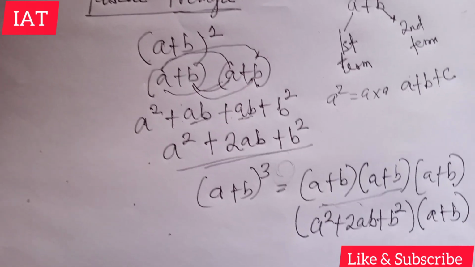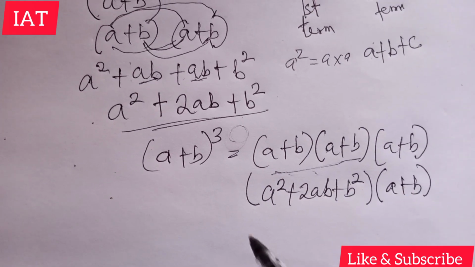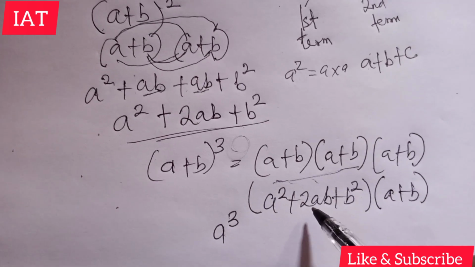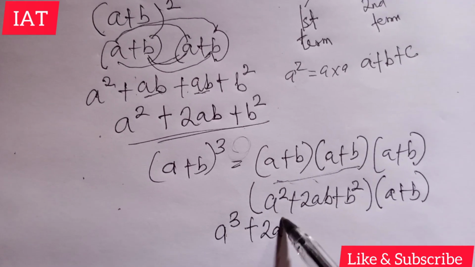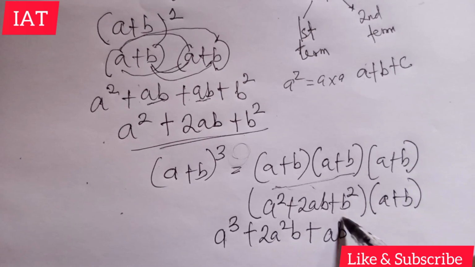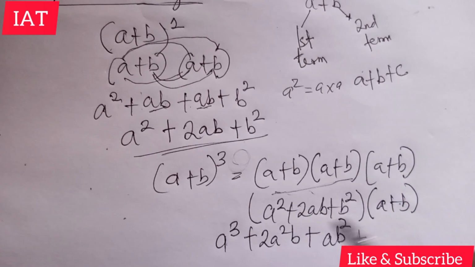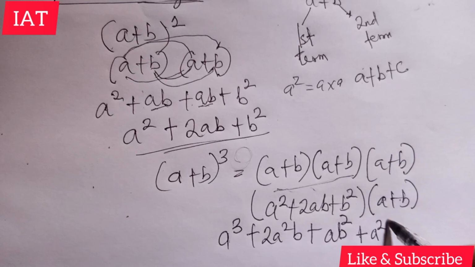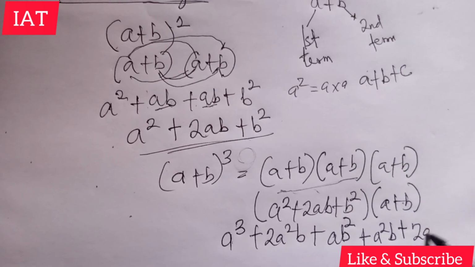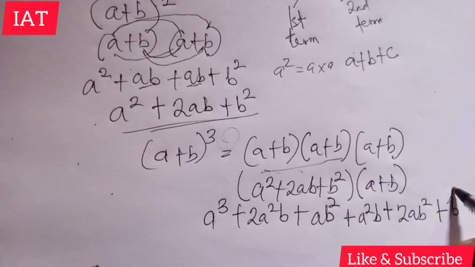This result is going to multiply by a plus b. If we do the mathematics, a squared multiplied by a will give us a to the power of 3. a multiplied by 2ab will give us 2a squared b, plus a multiplied by b squared, that will give us ab squared. We're done with that. Let's use b to multiply the whole of this. So this will be plus b times a squared, which gives us a squared b, plus b times 2ab, which gives us 2ab squared, plus b times b squared, which gives us b to the power of 3.